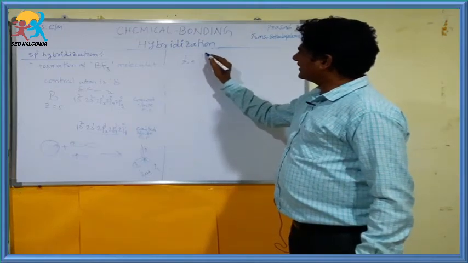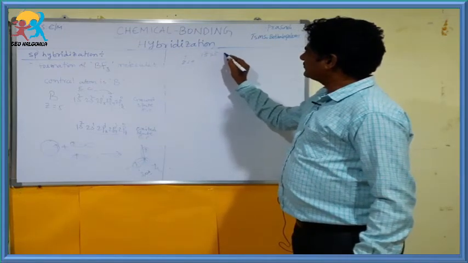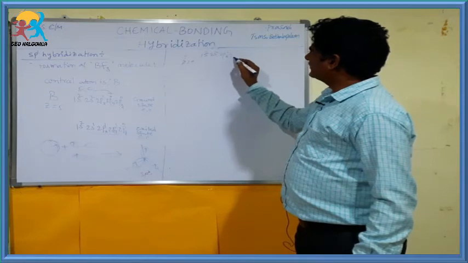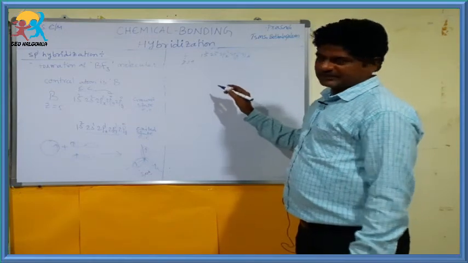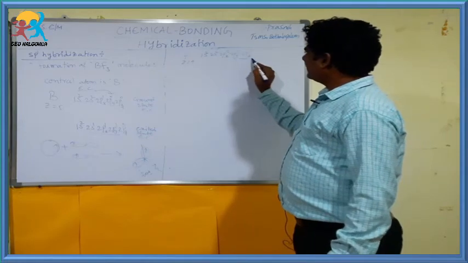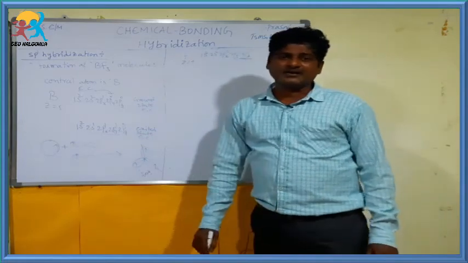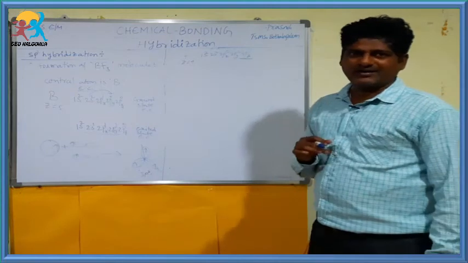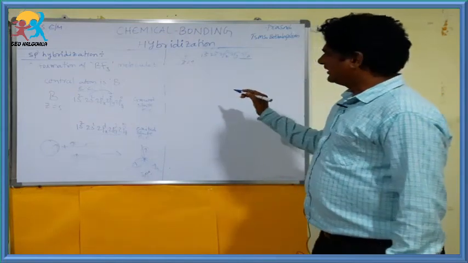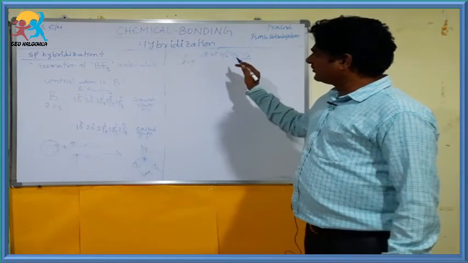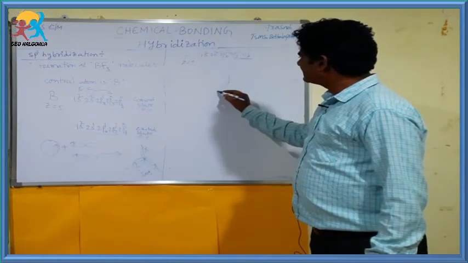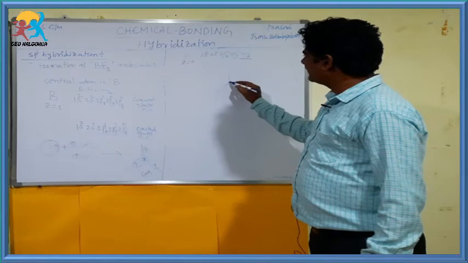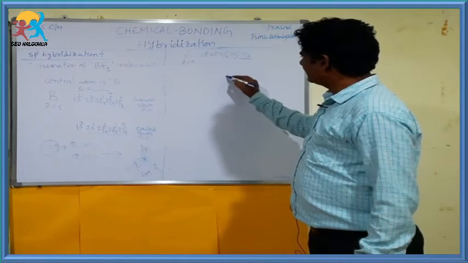Its electronic configuration is 1s2, 2s2, 2px2, 2py2, 2pz1. So fluorine atom has one unpaired electron in the 2pz orbital. So now the 3 2pz orbitals overlap with the 3 sp2 hybrid orbitals of boron. So like this.